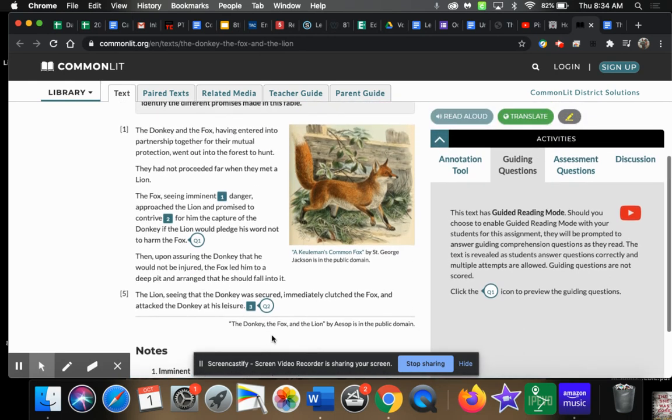All right. The donkey and the fox, having entered into a partnership together for their mutual protection, went out to the forest to hunt. So essentially, the donkey and the fox were like, hey, let's go hunt. We got each other's back. Okay. They had not proceeded far when they met a lion.